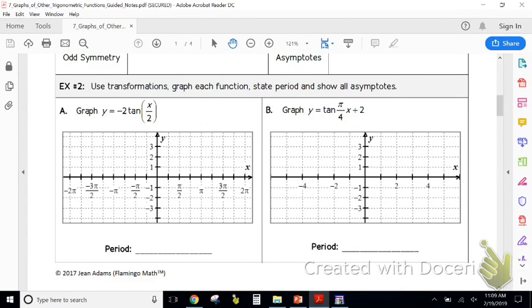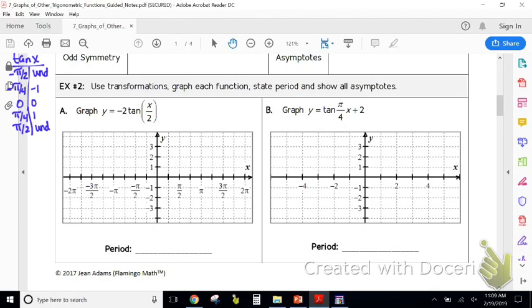All right, so in the example here, we're going to use transformations, graph each function, state the period, and show all asymptotes. So we're graphing tangent, so we know our parent table. But let's talk about what these transformations are going to do to my graph before we actually do it.